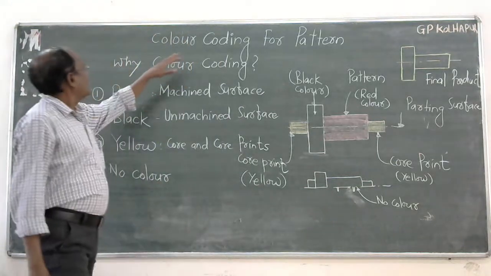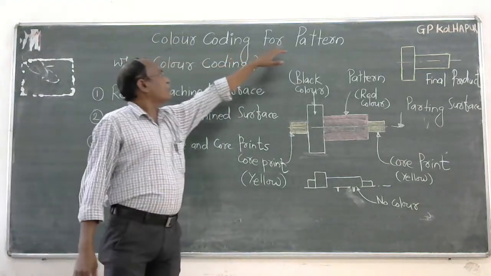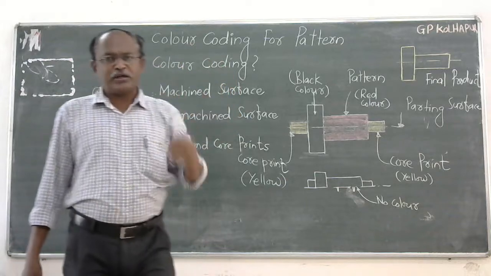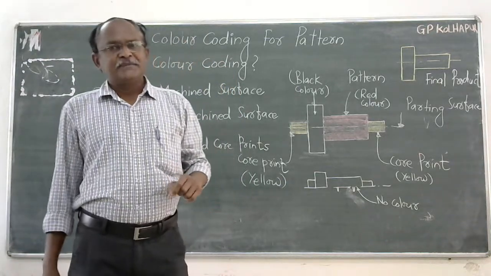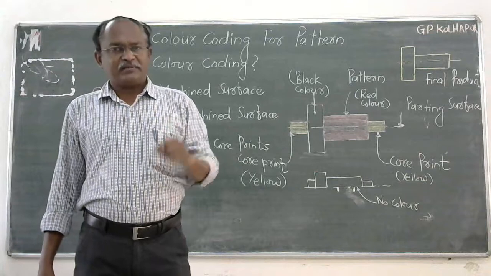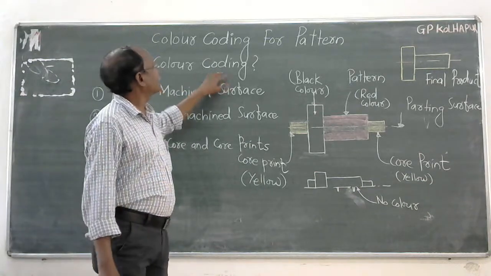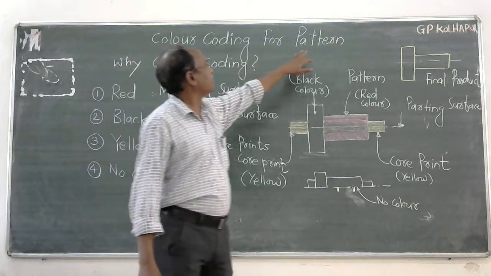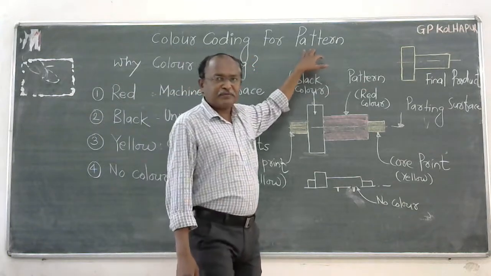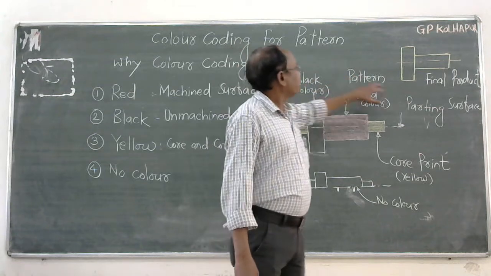If you look into this color coding for pattern, the basic point that comes to mind is why coding is required, why color coding is required. Color coding is required to differentiate different parts of the pattern.